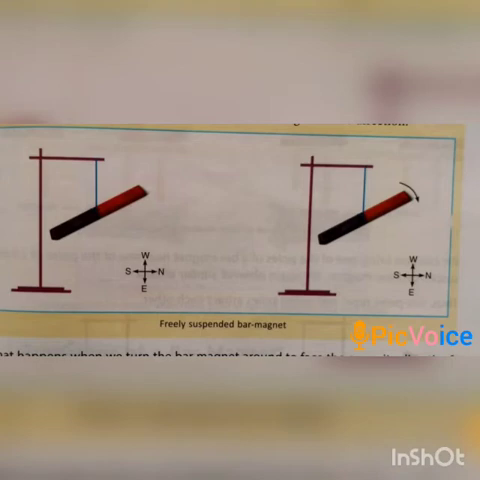The end of the bar magnet which always seeks the geographical north is the north pole of the bar magnet, and the other end, which always seeks the geographical south, is the south pole of the bar magnet.